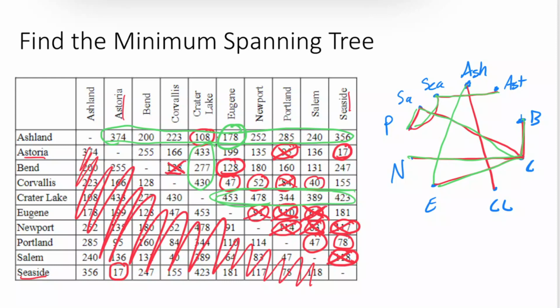But that's how you would do it if it's a table. So you still look for the cheapest edge and keep adding the cheapest edge until the entire graph is connected. You just have to make sure that you don't create any circuits within your graph. So that's how you use Kruskal's algorithm.